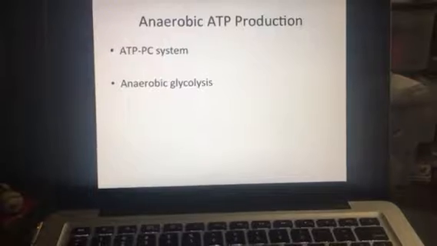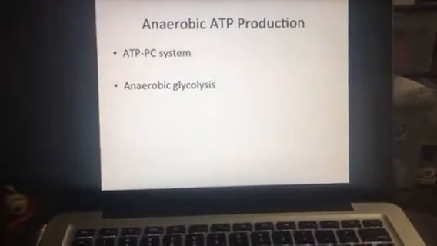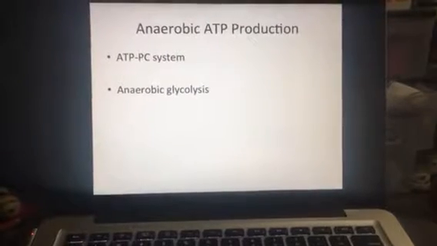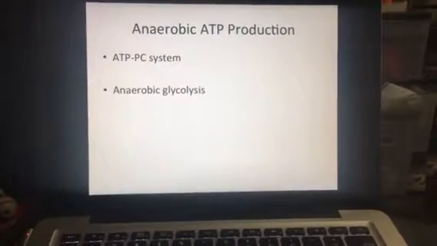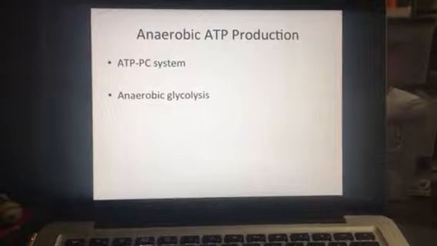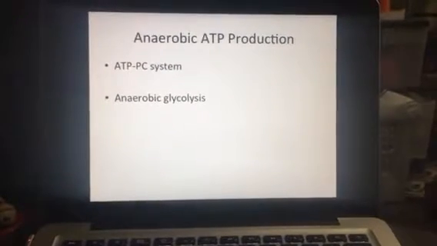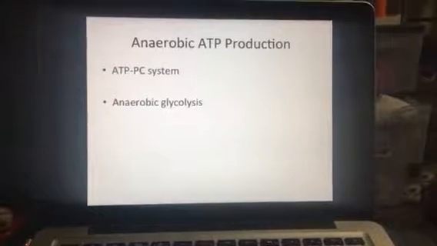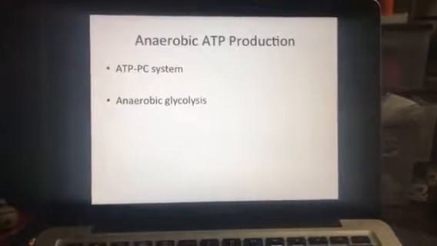First, we're going to talk about anaerobic ATP production, and this happens in the ATP-PC cycle or anaerobic glycolysis. These two metabolic systems are usually used when your training or exercise lasts anywhere from under 30 seconds to about a minute and a half.